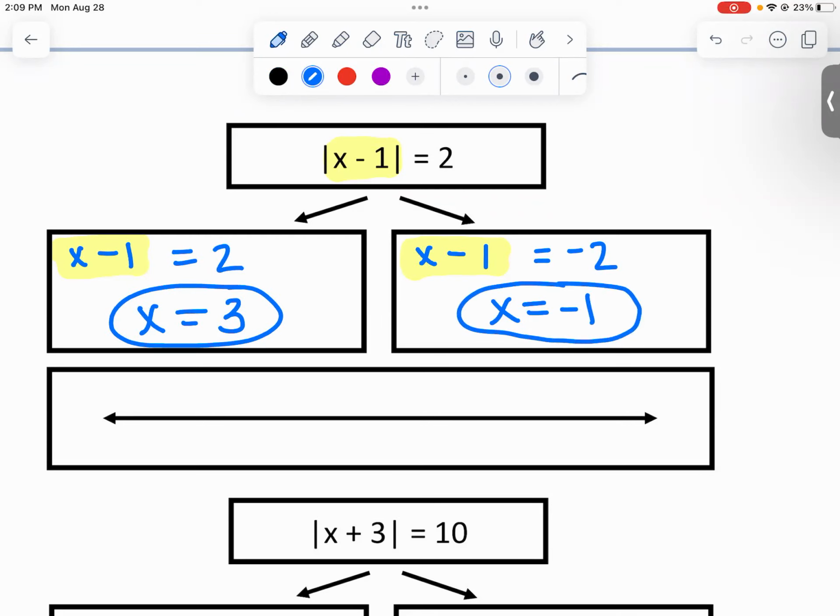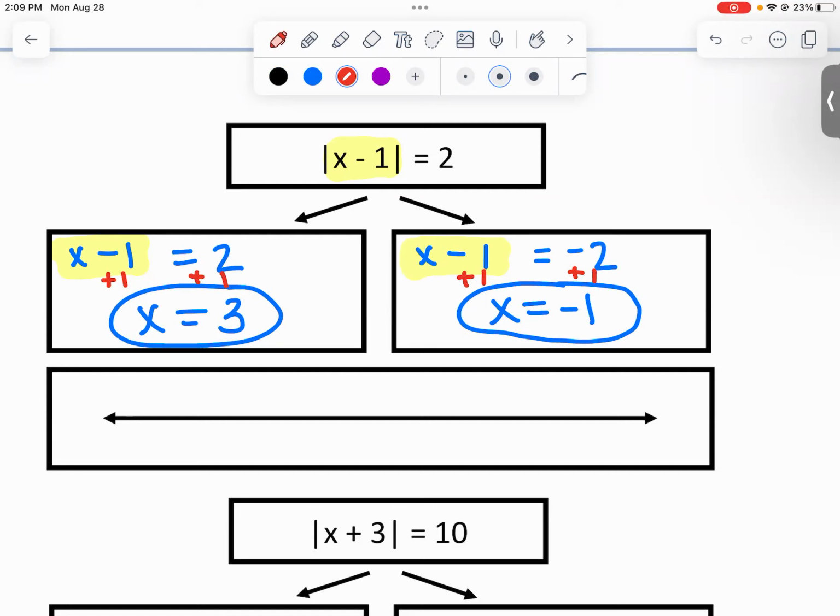We actually have to add 1 to both sides and follow our rules of algebra. But it doesn't equal 2. Wait, but yes, it does. But it does up here.